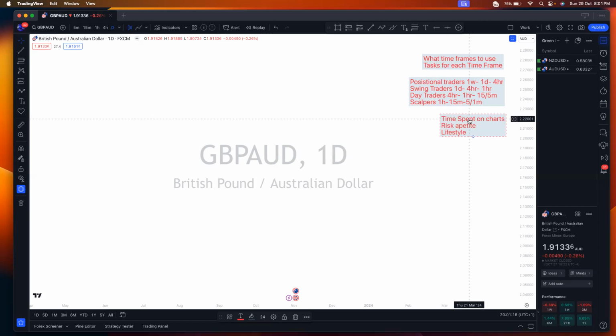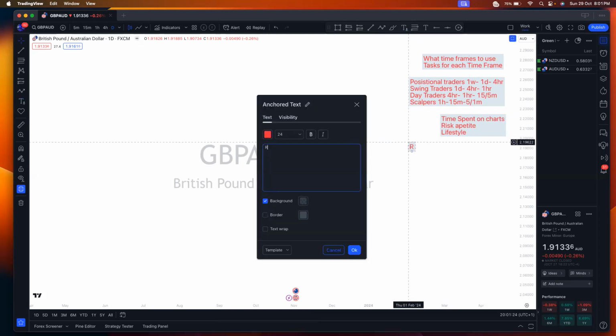So now, let's take a look at the rules for each time frame. As a trader, no matter the type of trader you are, you need to have a directional time frame. You need to have your mid time frame. You also need to have your entry time frame.